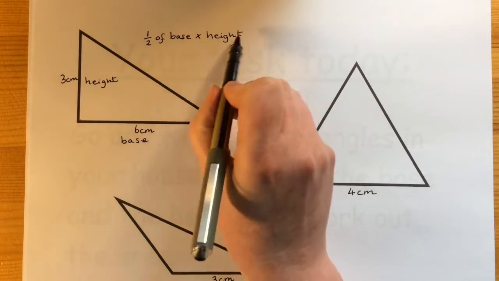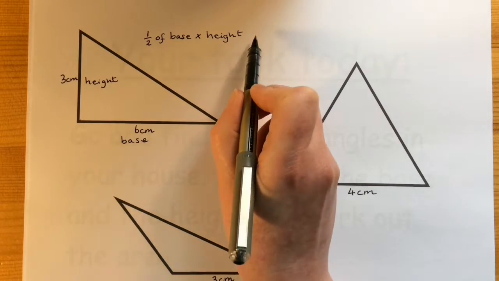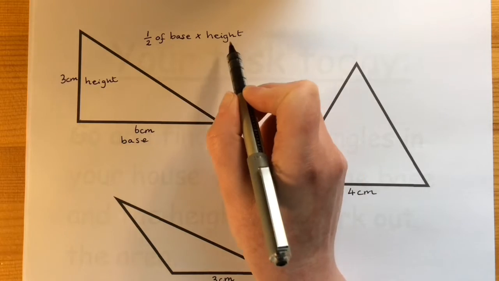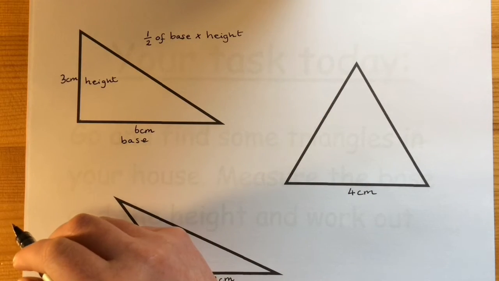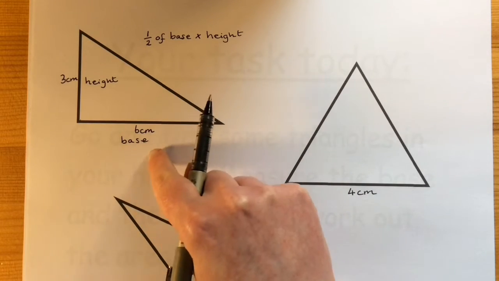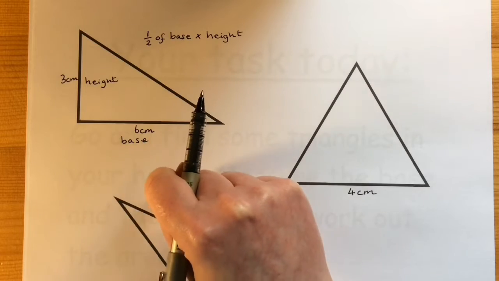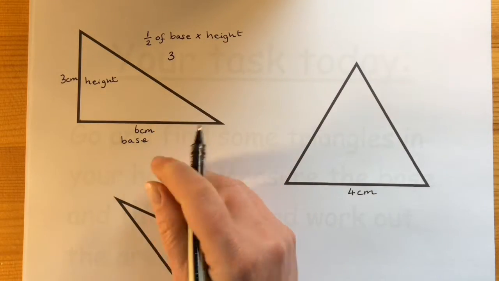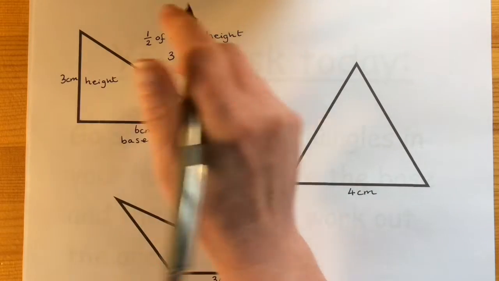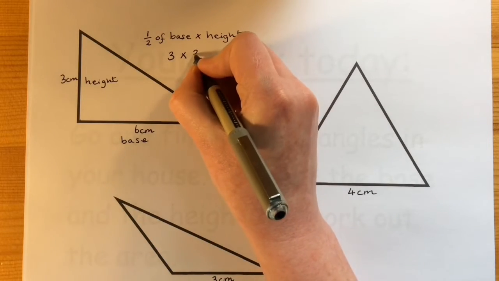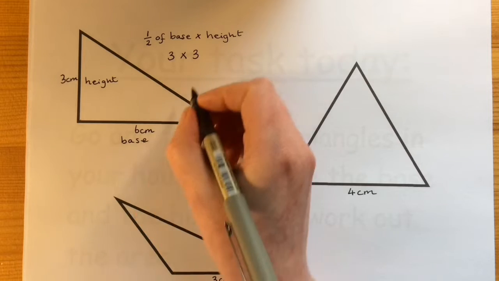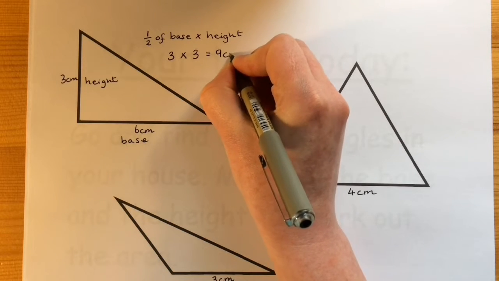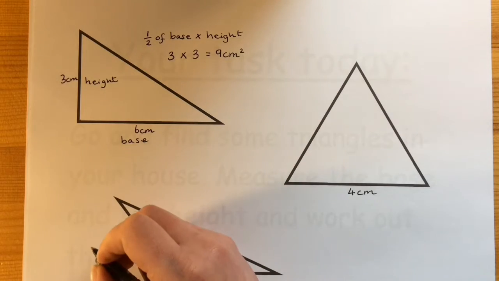To find the area, I'm going to use this formula. I need to find half of the base and I need to times that by the height. Now for this triangle here, the base is 6 centimetres and half of 6 is 3. The height is also 3 centimetres. So I'm going to do 3 times 3 and I find that the area is 9 centimetres squared.